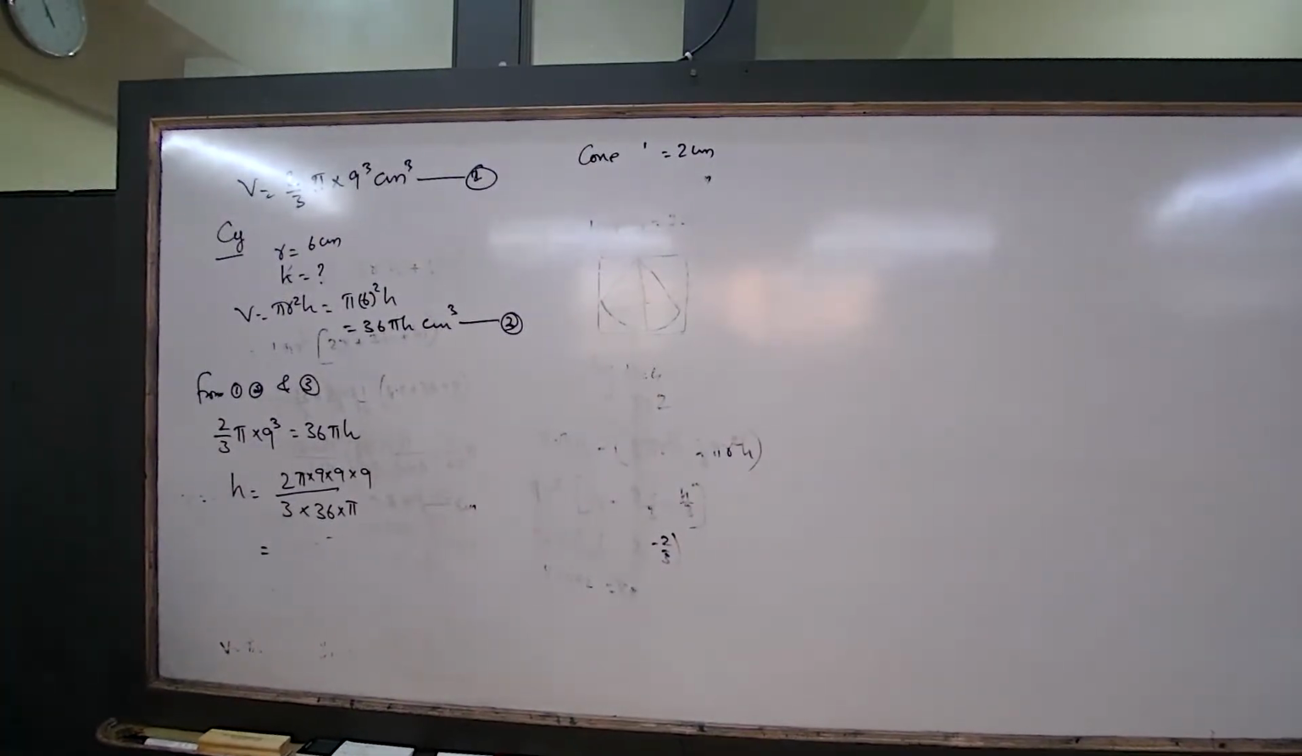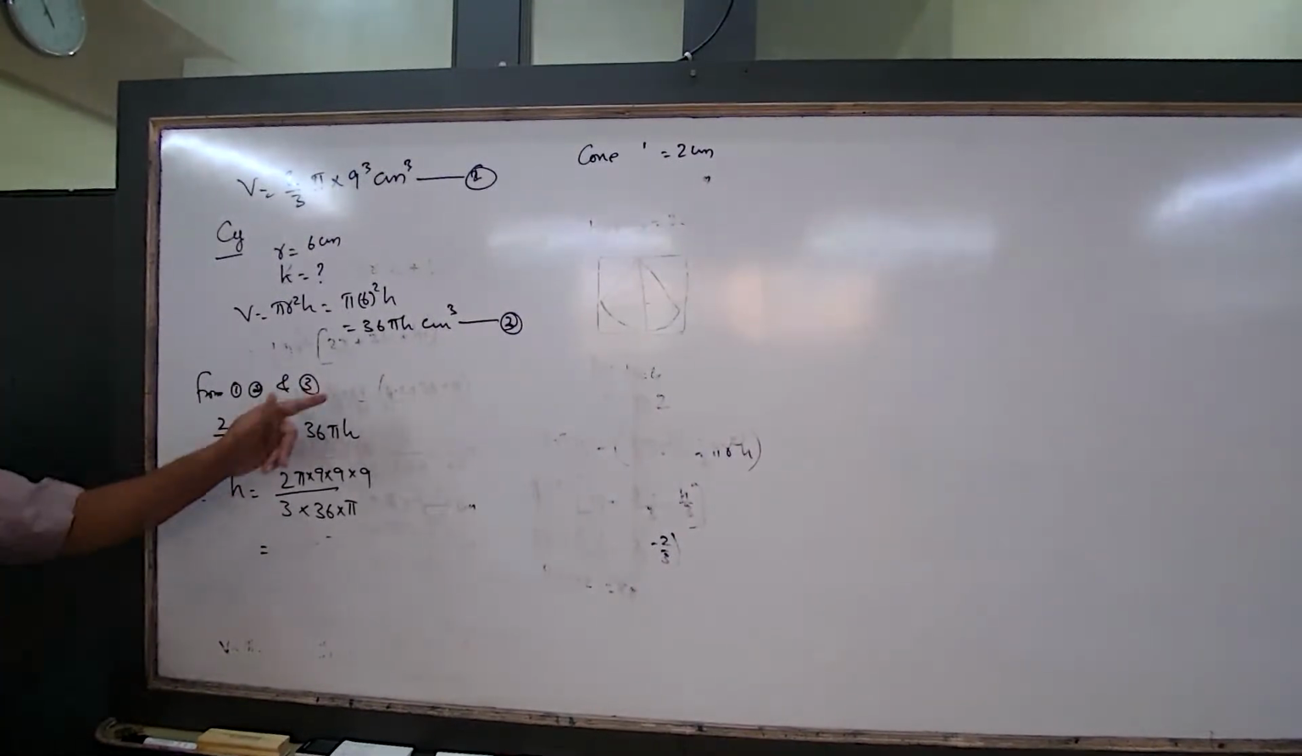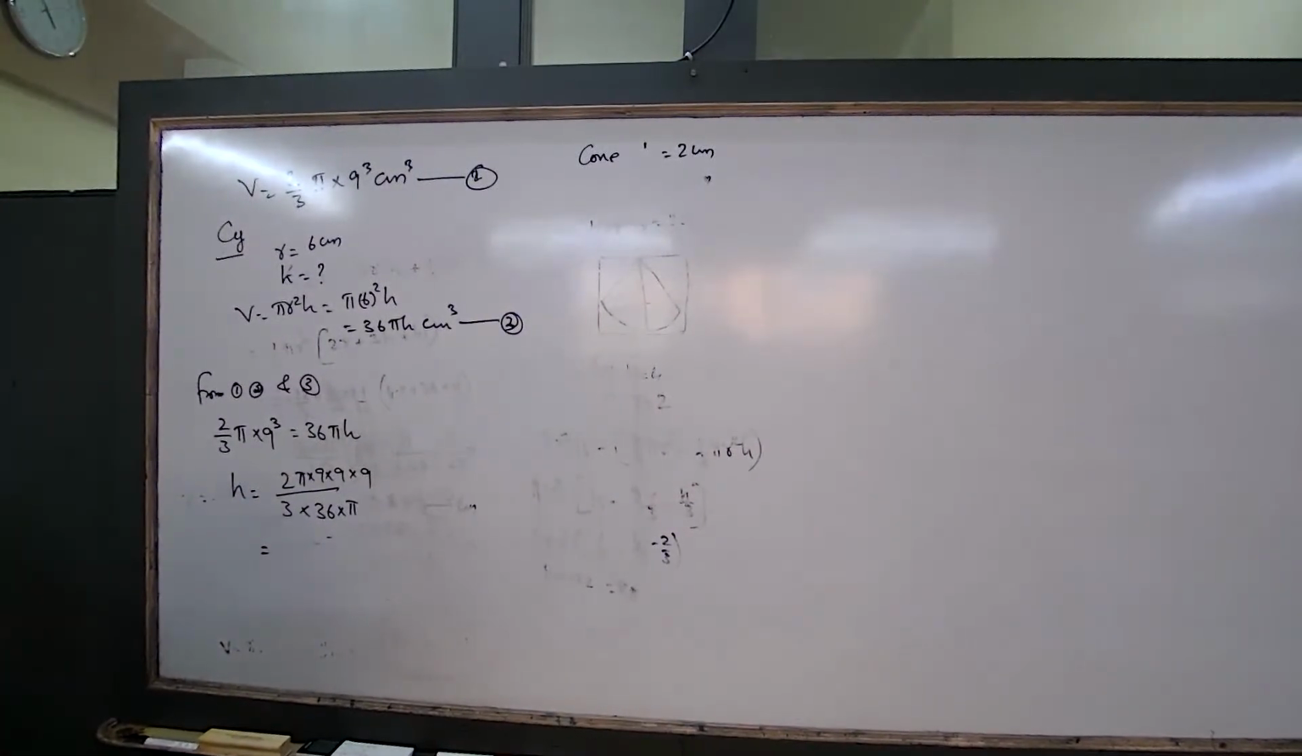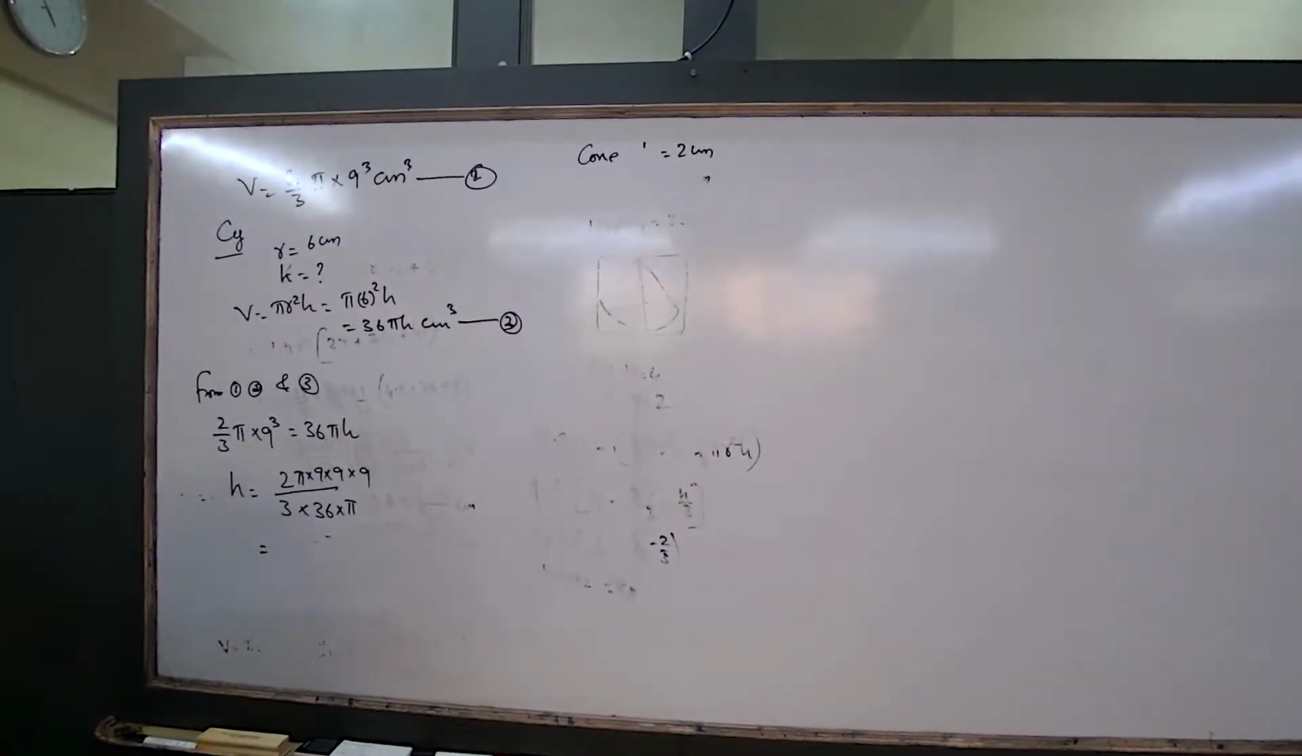Not that way. Make it into a fraction. Not this side, that side. Make it into a fraction, otherwise you make a mistake. Cancel, na. 3 and 9 cancel. Then 36, where did you cancel? 36 is cancelled with what?